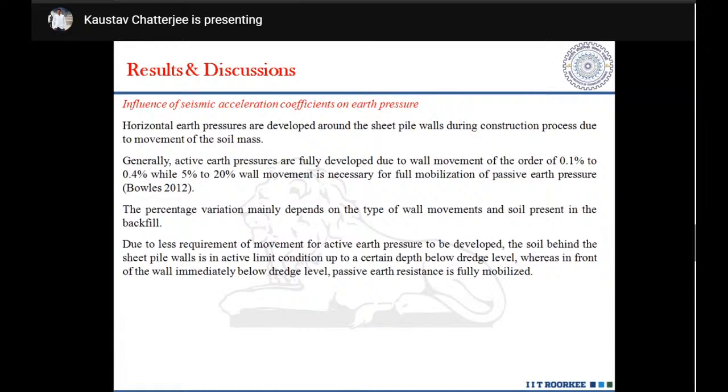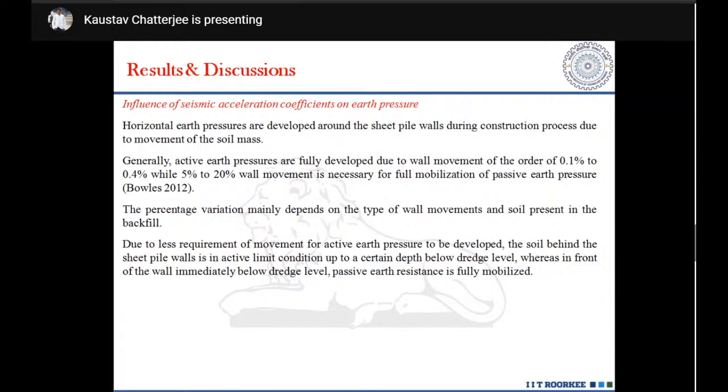Remember that. It's an assumption that we follow that both active and passive are mobilized completely. However, it's not always correct. It's an assumption that we usually make. So, more realistic results will be observed when we go for a partial mobilization of the passive earth pressure. The percentage variation depends on the type of wall movement and the soil present in the backfill.